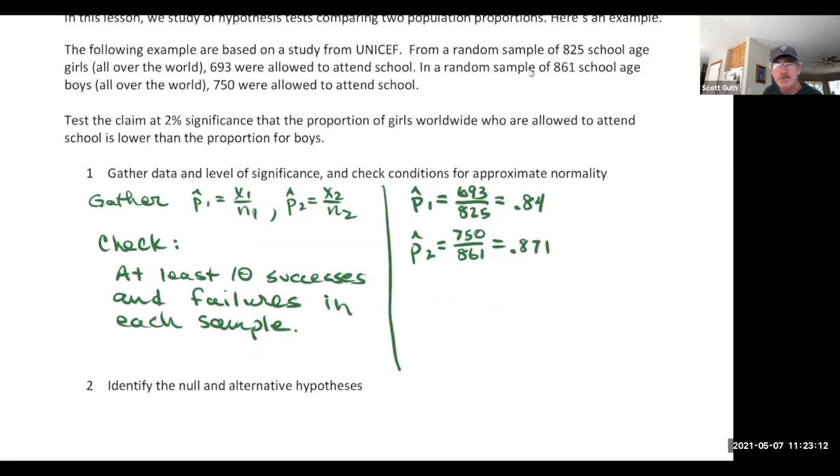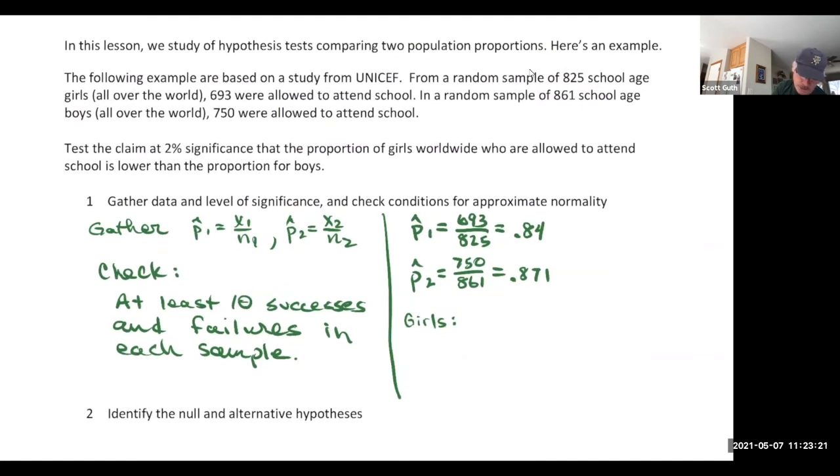Okay, so we do need to check the boys and the girls for successes. So for the girls, there were 693 successes. Of course, that's greater than or equal to 10. How many failures? This would be 825 minus 693. That's obviously going to be greater than 10, but we're jumping through hoops. So that's 132 fails. Also, that's plenty, greater than or equal to 10.